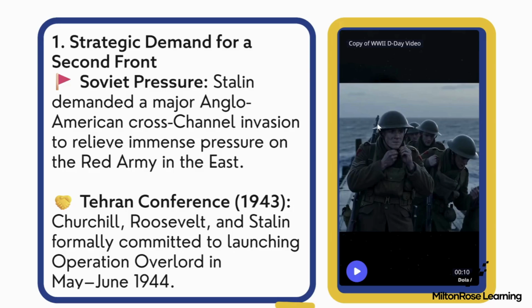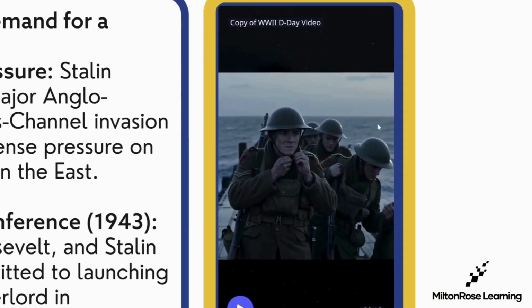That is sometimes glossed over by Western historians, but they did a lot. They lost a lot of men. And so Stalin was basically saying, well, we're doing all the fighting, you need to get involved more, and we need a cross-channel invasion now. So we were under a lot of pressure from Stalin. And at the Tehran conference in Iran, 1943, Churchill, Roosevelt and Stalin formally committed to launching Operation Overlord in May to June 1944. So there is a date coming together.